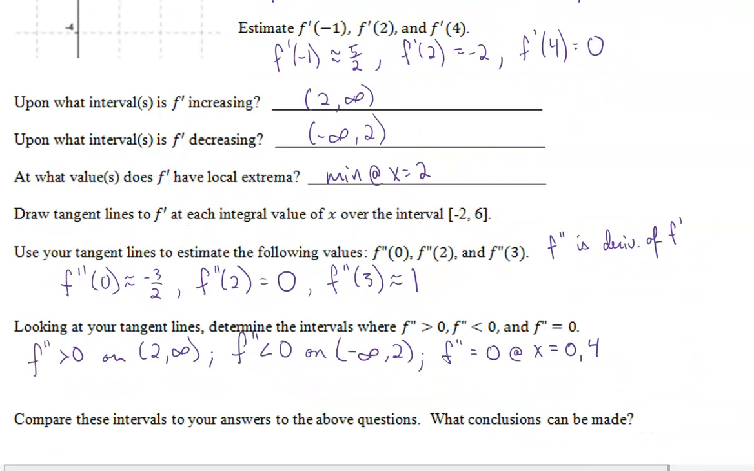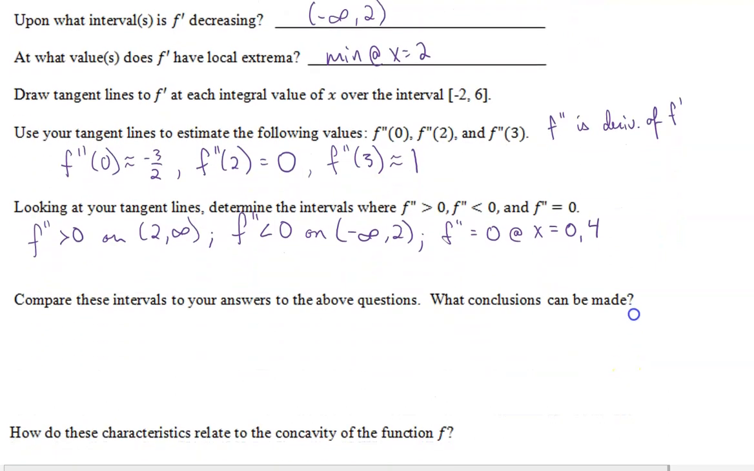Okay, compare the intervals to your answers to the above questions. We should have something similar to what we had on question number 1, except here we're looking at the relationship between f prime and f double prime as opposed to f and f prime. Okay, so where is f prime increasing? F prime is increasing when f double prime is positive, and then f prime is decreasing when f double prime is negative, etc. Okay, so I'm going to go ahead and write these down.